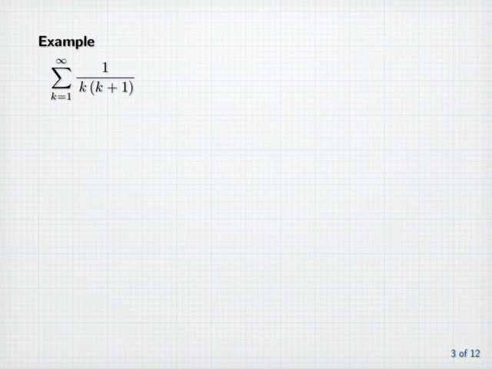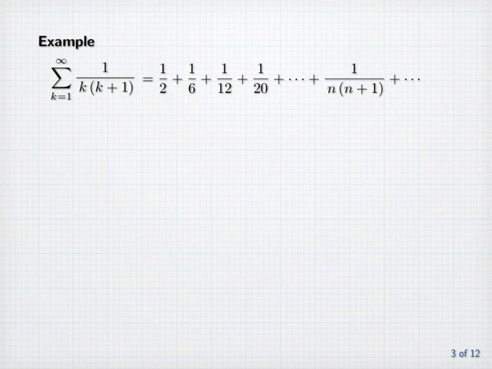Example. Consider the series, the sum from k equals 1 to infinity of 1 over k times k plus 1. Listing out several terms, we see that this equals 1 over 1 times 2, plus 1 over 2 times 3, plus 1 over 3 times 4, plus 1 over 4 times 5, and so on, with the nth term being 1 over n times n plus 1.